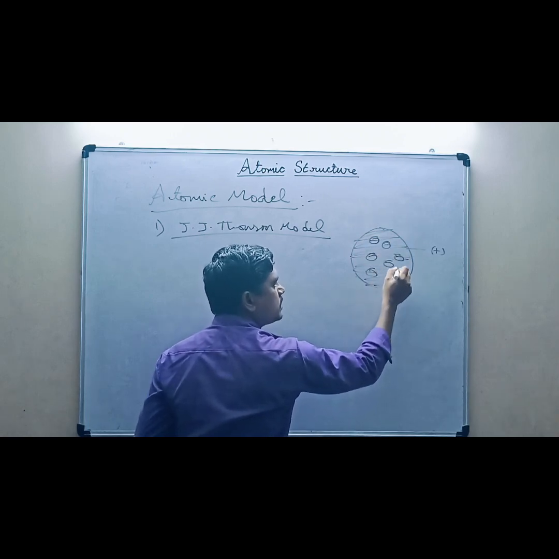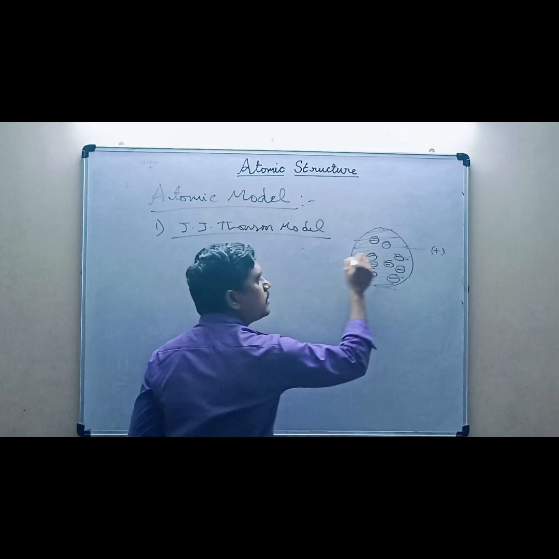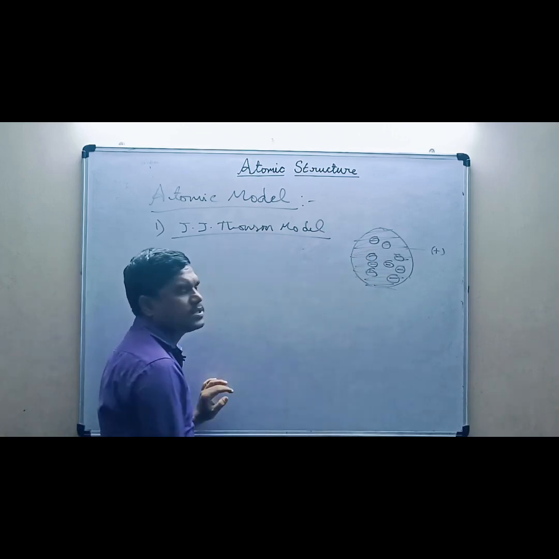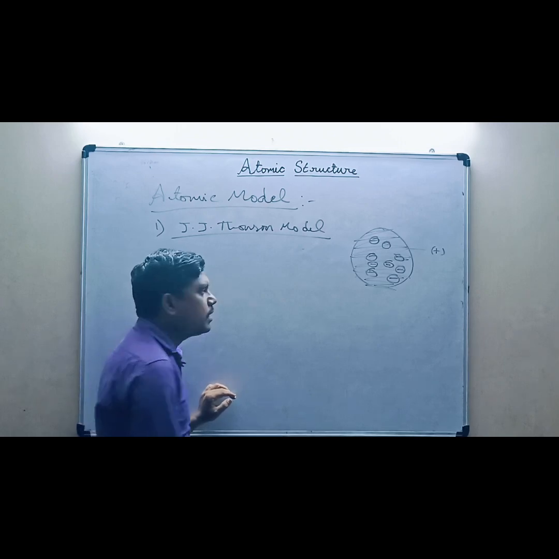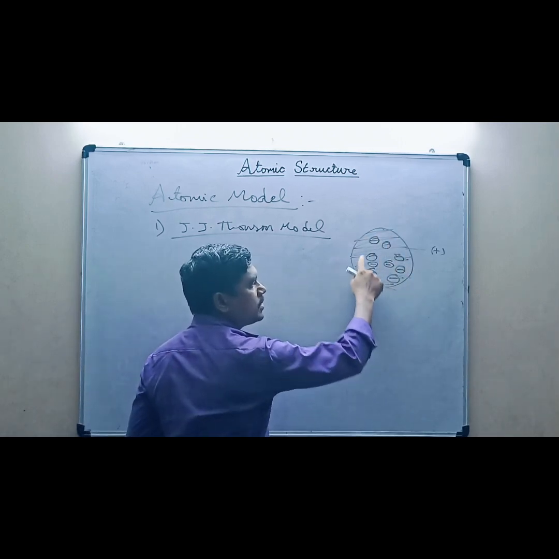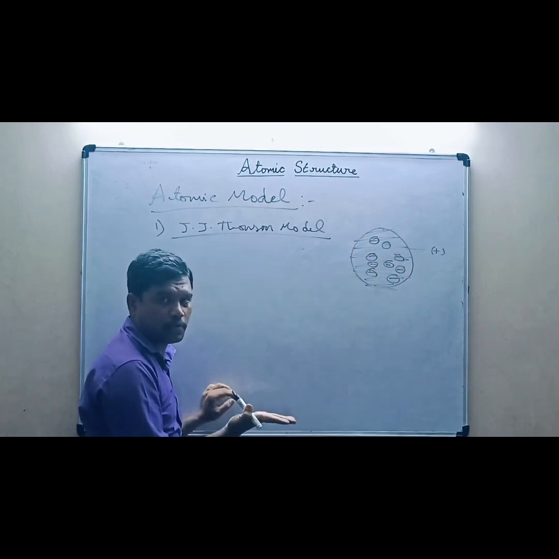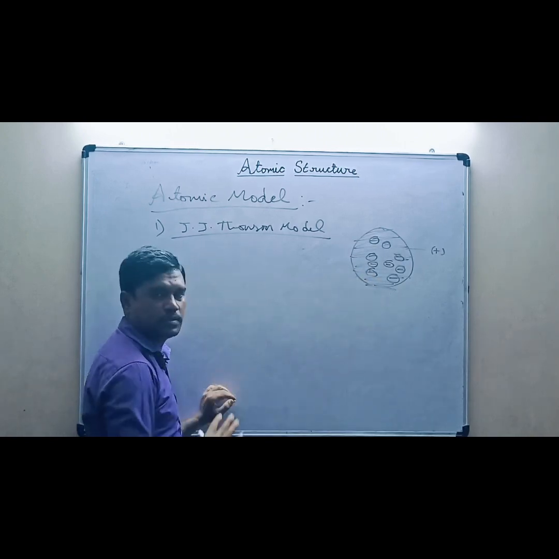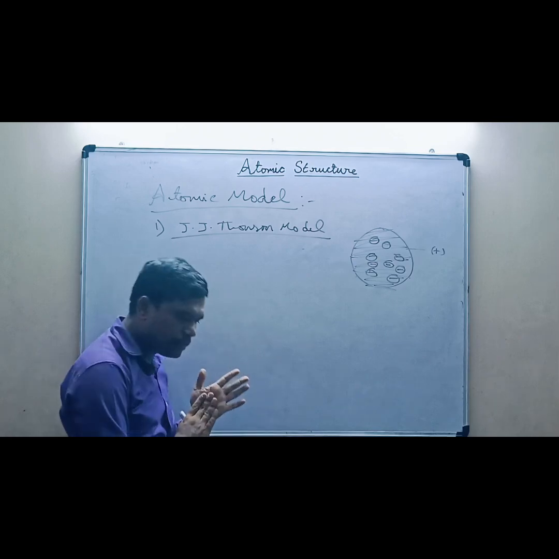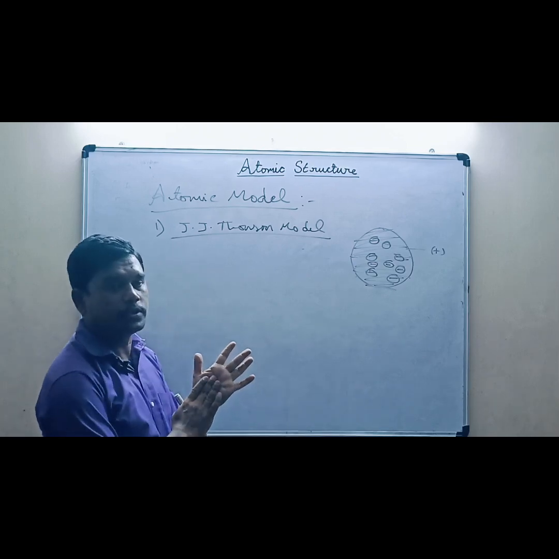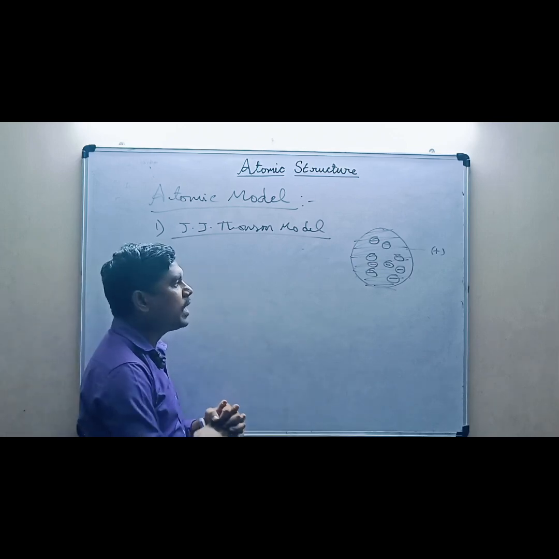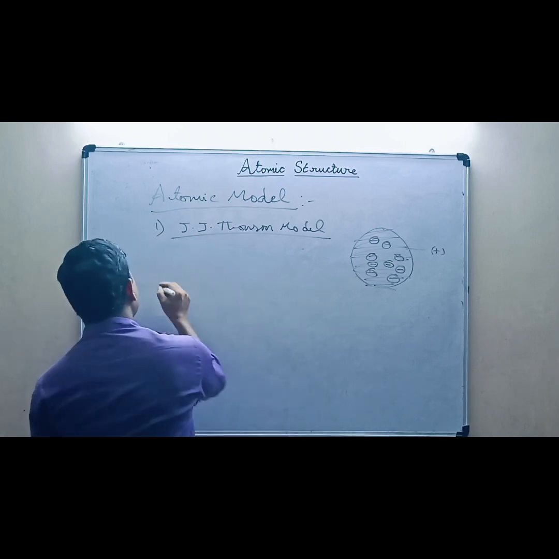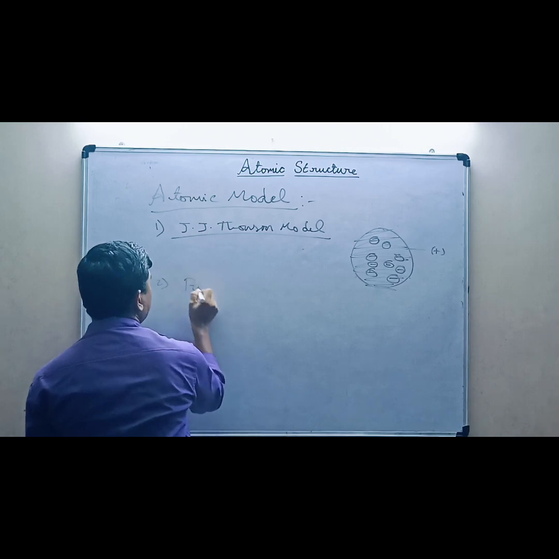So this was the assumed model of J.J. Thomson, right? It almost resembles a watermelon. The positive matter resembles the red part of a watermelon, and the seeds resemble the electrons. As it resembles a watermelon, this model is also called the watermelon model. And the next model is the Rutherford model.